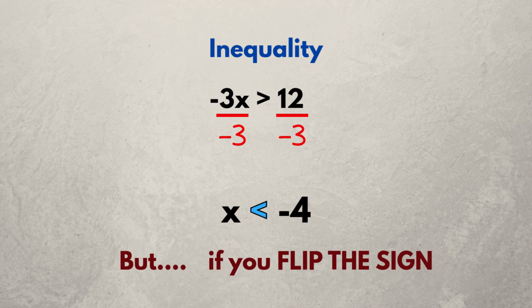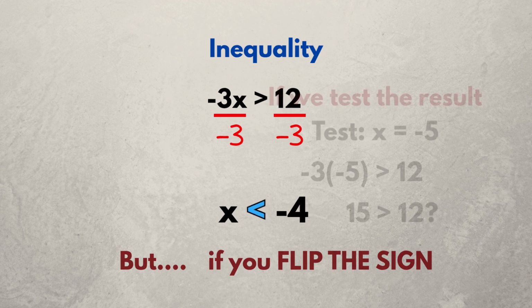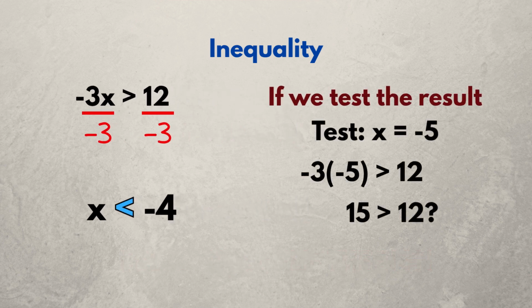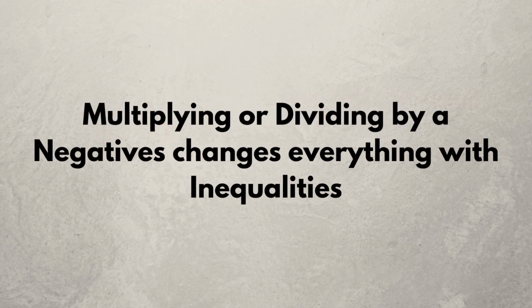But if you flip the sign at the end, let's check. If x equals negative 5, then negative 3 times negative 5 equals 15. Is 15 greater than 12? Yes, true. That's why you must flip the sign when you multiply or divide both sides by a negative number.